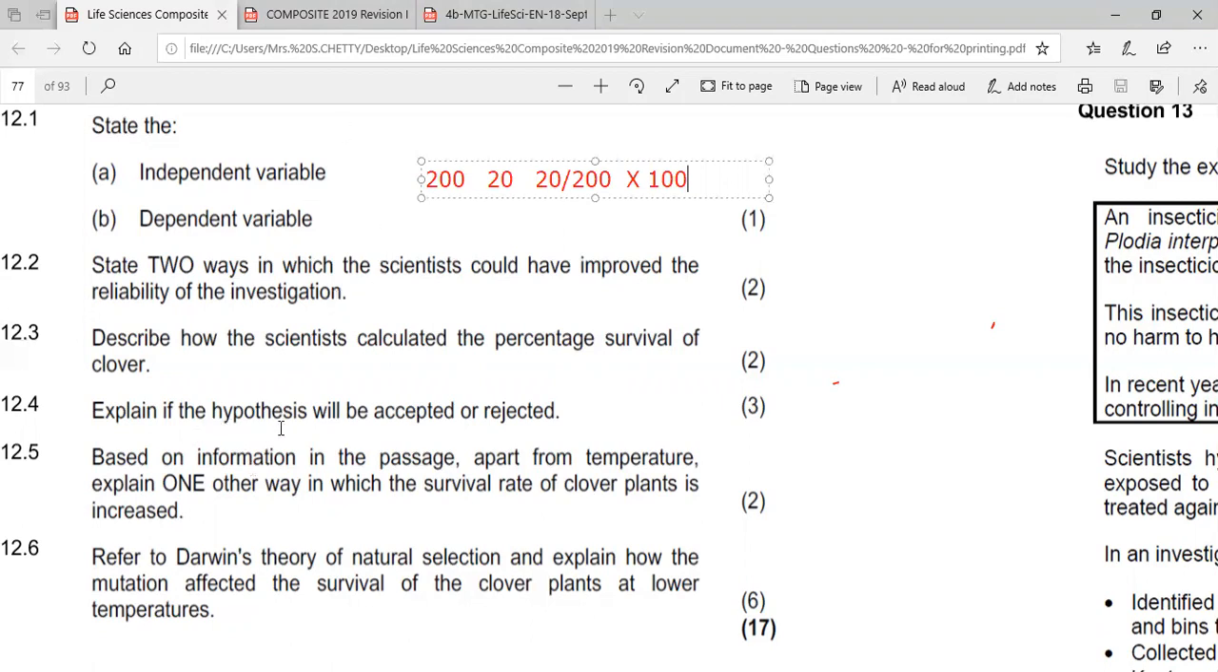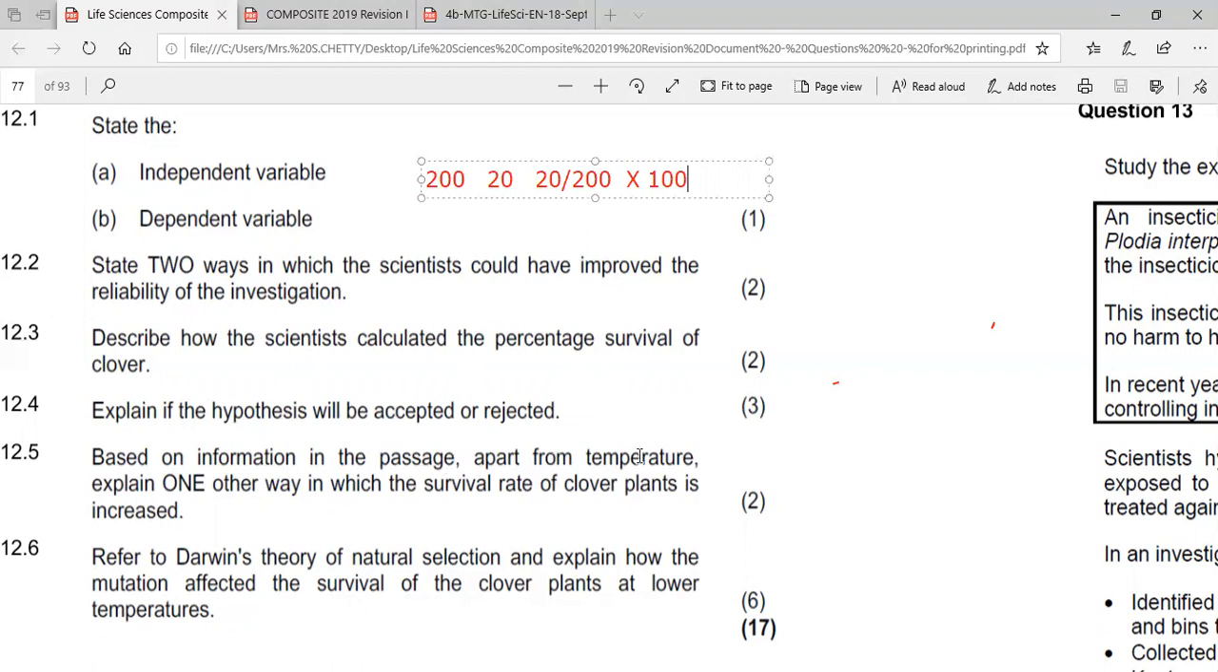Explain if the hypothesis would be accepted or rejected. Of course, you found that more of them survived at warmer temperatures. Therefore, the hypothesis would be accepted. But how did they get the 3 marks? We'll come back to that.